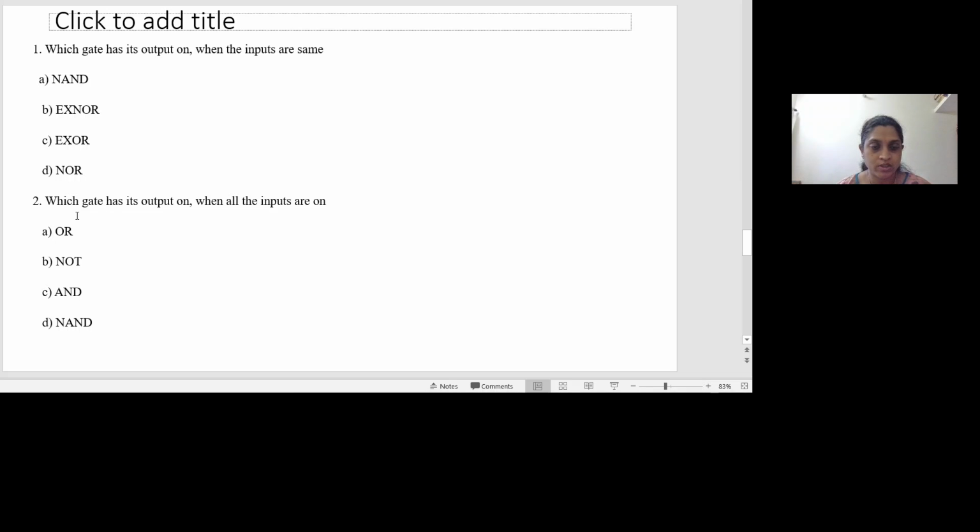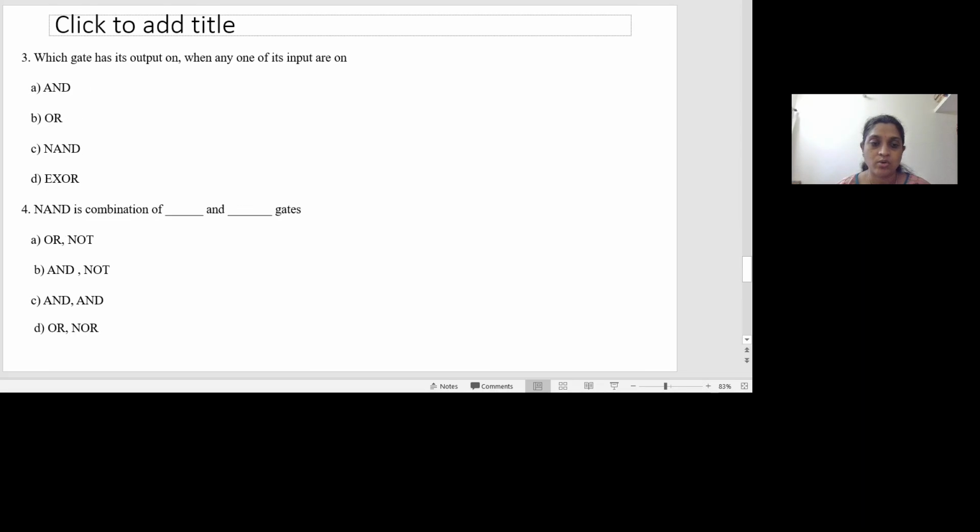The second question is which gate has its output on when all the inputs are on? The choices are OR, NOT, and NAND. The answer is the AND gate. For an AND gate, the output becomes on only when all the inputs are on. Otherwise, the output of the AND gate is 0.